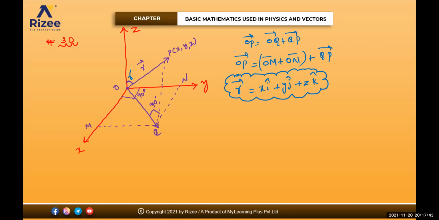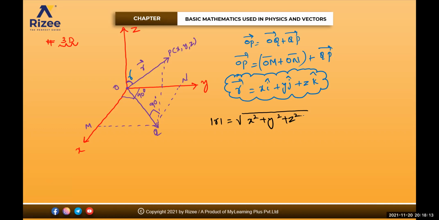So in 3D, the resultant is represented by x i cap plus y j cap plus z k cap. Can anyone tell me how I write the magnitude of this one, beta? The magnitude will be equal to under root of x square plus y square plus z square. Very good. That will be the magnitude.